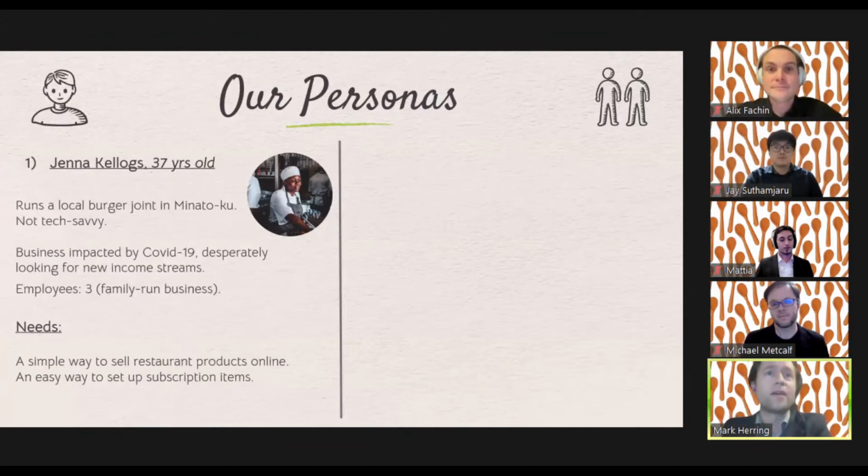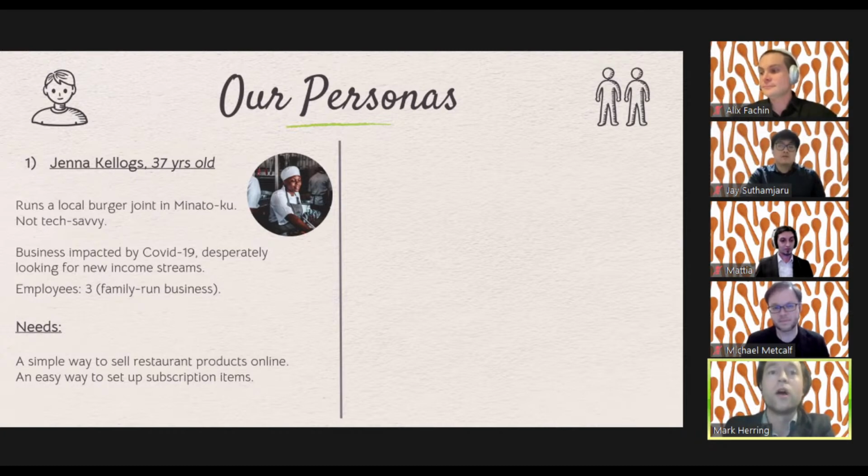First off, we have Jenna Kellogg's. She runs a local burger joint in Minato-ku. She's not very tech savvy, and her business has been impacted by COVID-19. So she's desperately looking for new income streams, whether that be selling pickles or sauces or coupons for future meals at her restaurant. And she runs a family business, actually, so it's a family-run operation. So she needs a simple way to sell restaurant products online and an easy way to set up potential other revenue streams.